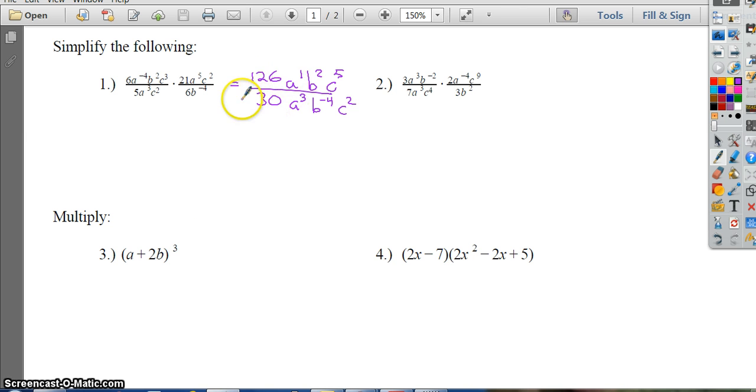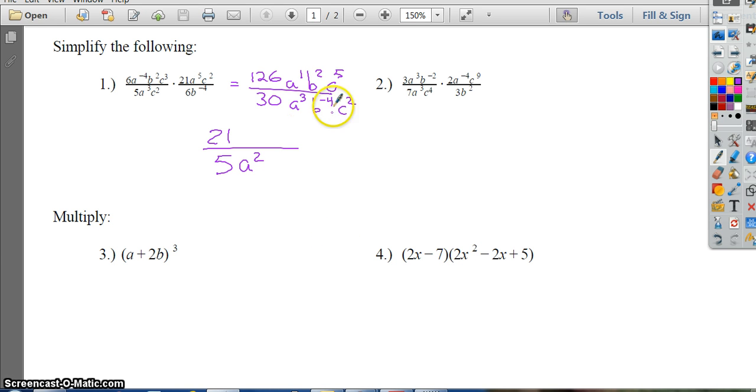Now I'm going to reduce these. These are both divisible by 6. You can see them here. So I'm going to divide these both by 6. That's going to leave me with 21 over 5. Now, a is on top and bottom. A is larger on bottom. 3 minus 1 is 2. Okay, remember, you subtract exponents when you divide.